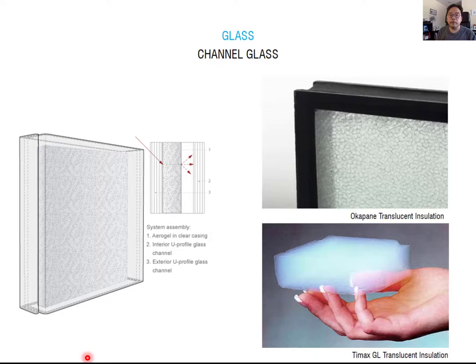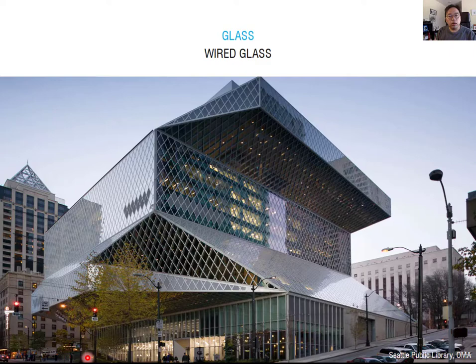Okay. So the next type is wired glass. Let's talk about the wired glass. Wired glass involves wires laid into the sheet of glass. It makes the glass stronger and performs as a sunshade. The Seattle Public Library, OMA, everything covered by Lombard glazing panels. So it's okay, it's all good, the sun is coming in.